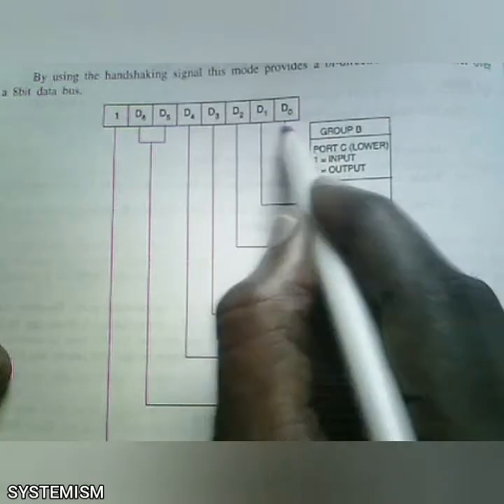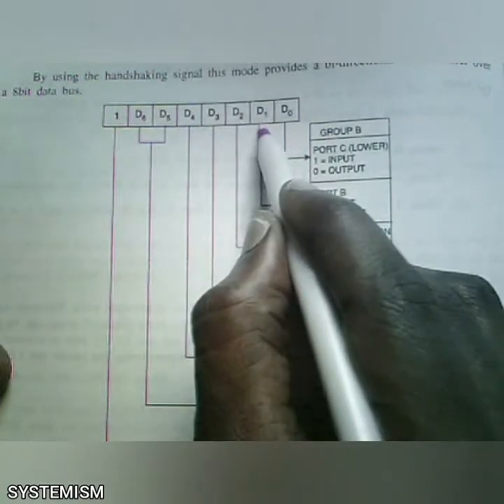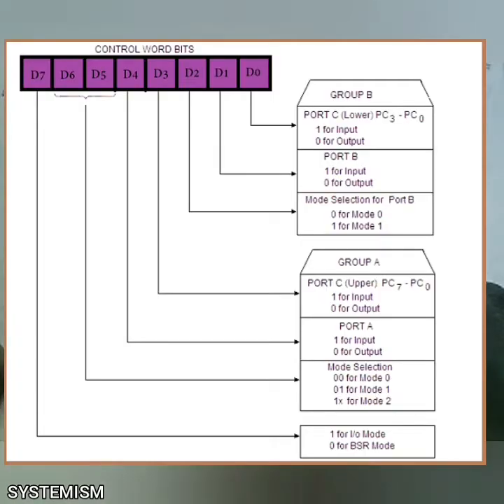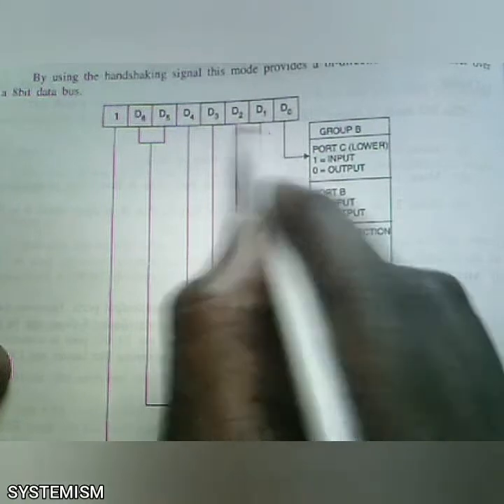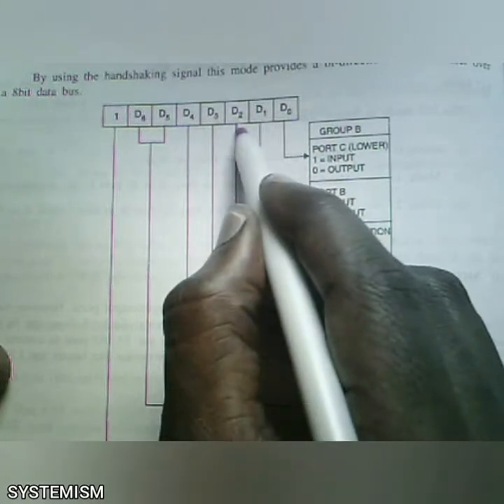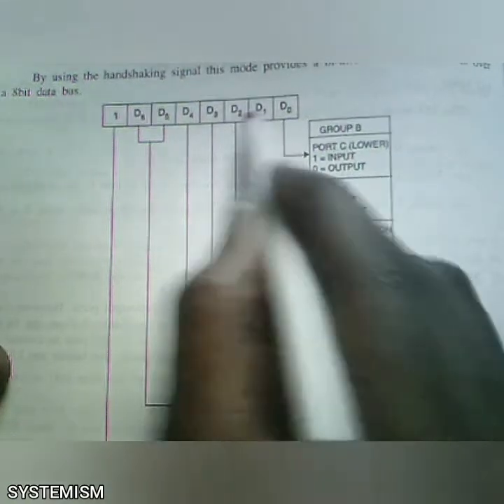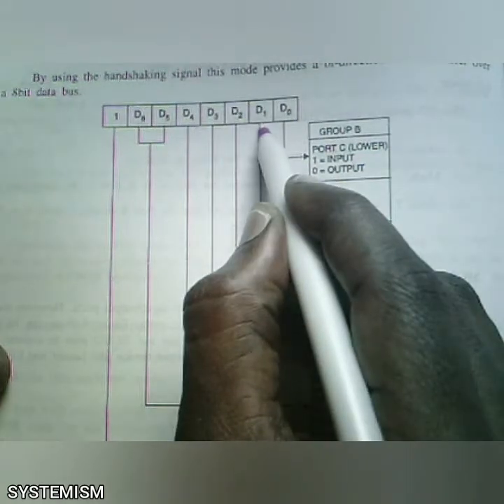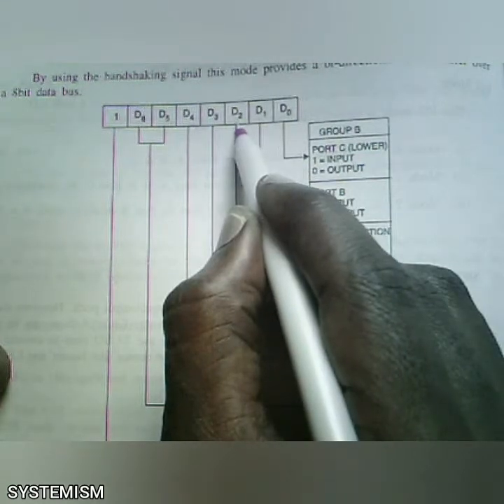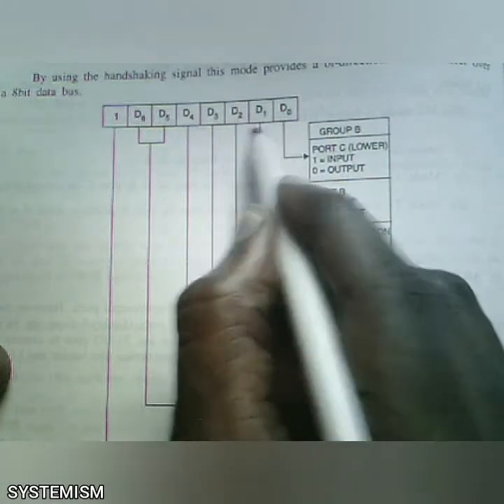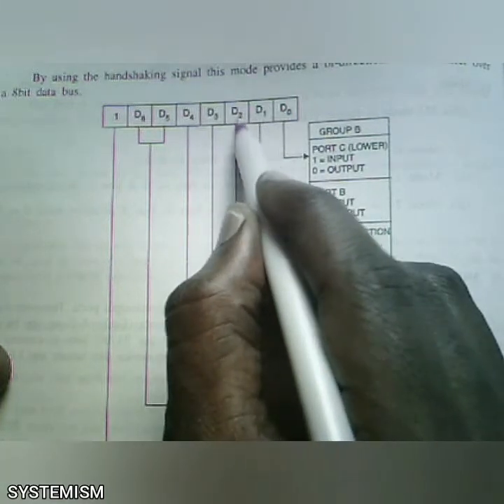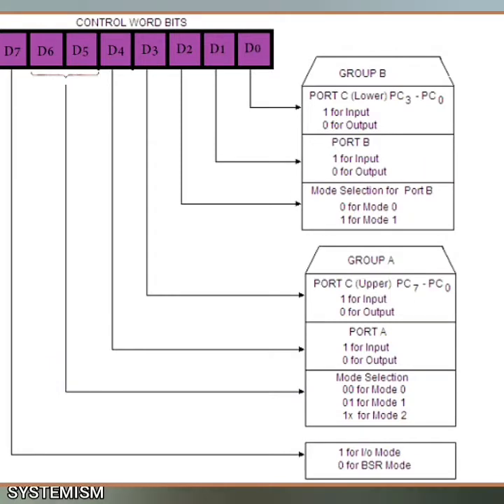So here, same thing here also. This is for port B and this is for port C lower. This is for selecting your port B mode, the mode of your port B. You can put 1 or 0. If you put 0, then the mode of your port B is mode 0. Mode 0 means simple input output. If you put 1, then port B will be acting in input output mode with handshake.